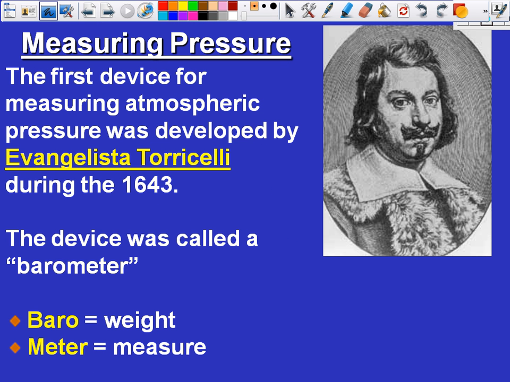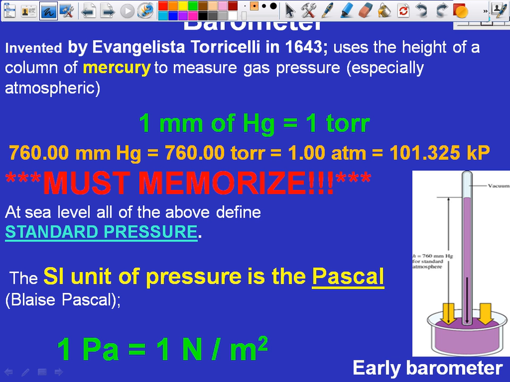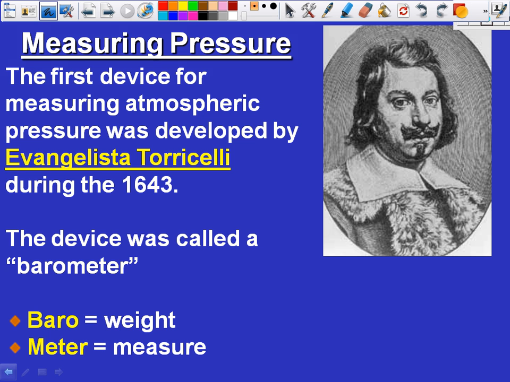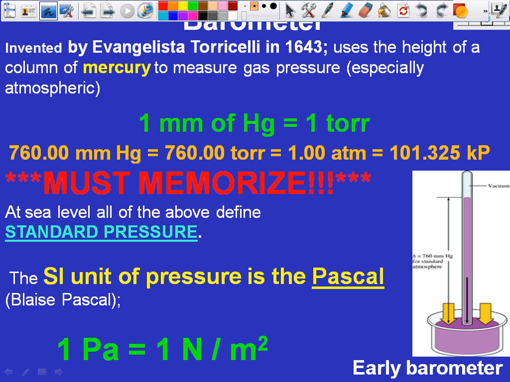The first measuring of atmospheric pressure was developed by Evangelista Torricelli in 1643, a long time ago. And what he developed, and a lot of you have heard this, if you love the Weather Channel, you've definitely heard this, is called the barometer. And if you break this word down, which I really like to do, baro means weight, and meter means measure. So basically, we're trying to measure how much weight we have pressing down on something. And I have a little description here of how he did it.